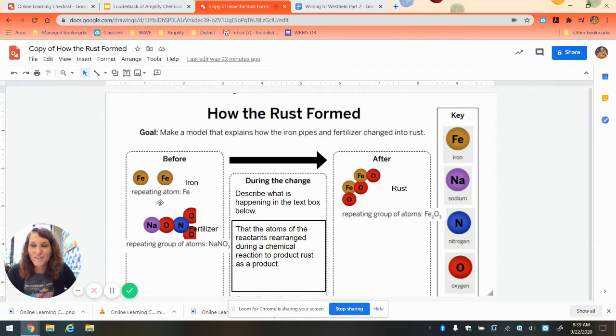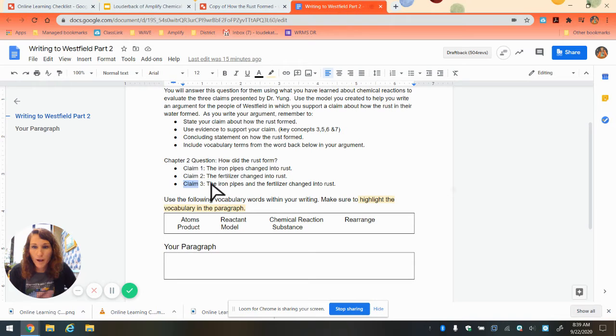And when I look at the reactant side, I see that the pipes have iron and the fertilizer has the oxygen. So I actually need both of these molecules to make my product of rust. So I'm going to pick claim 3 to write about in my paragraph. Claim 3 is the one I'm going to pick.